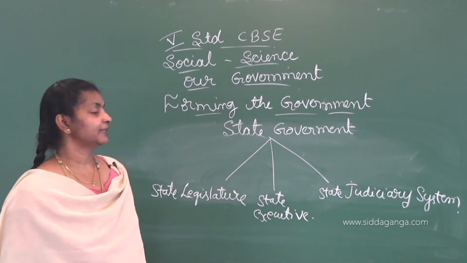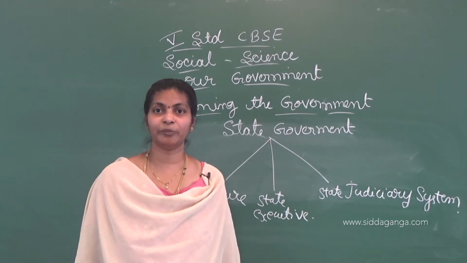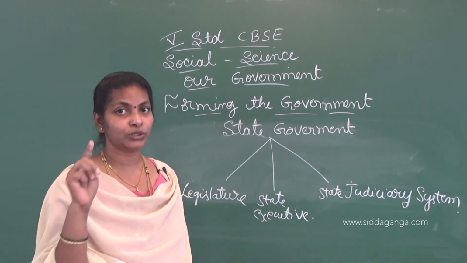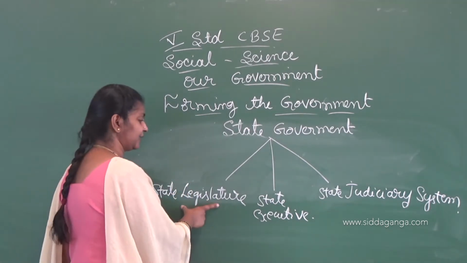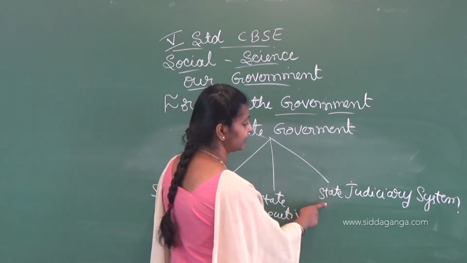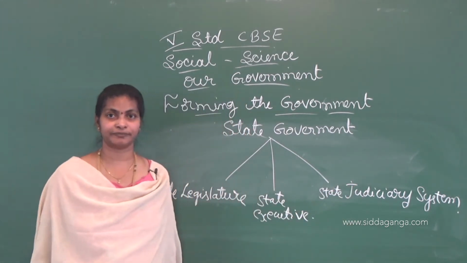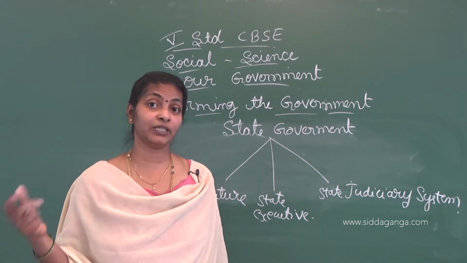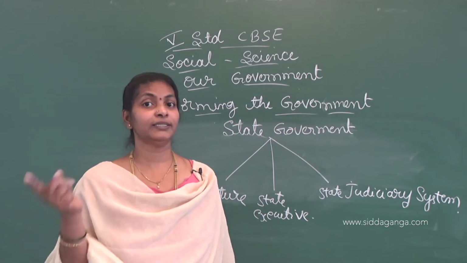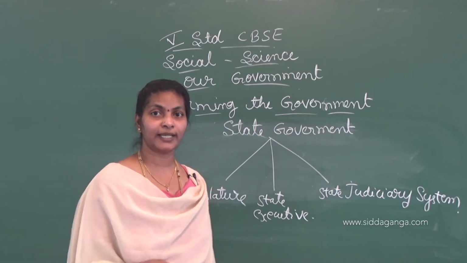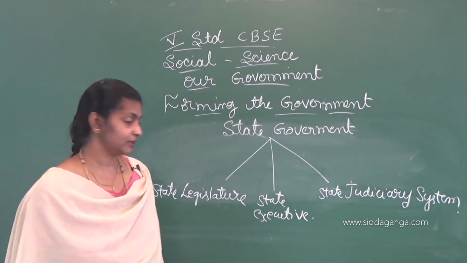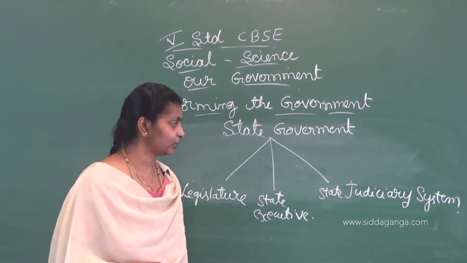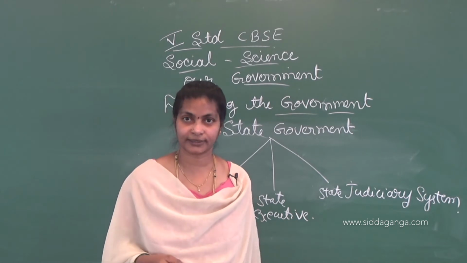Understood? The state government exercises its power through three wings. Those are the state legislature, state executive, and state judiciary system. In the same way that the central government exercises its power through three wings, the state government also exercises its power through three wings.